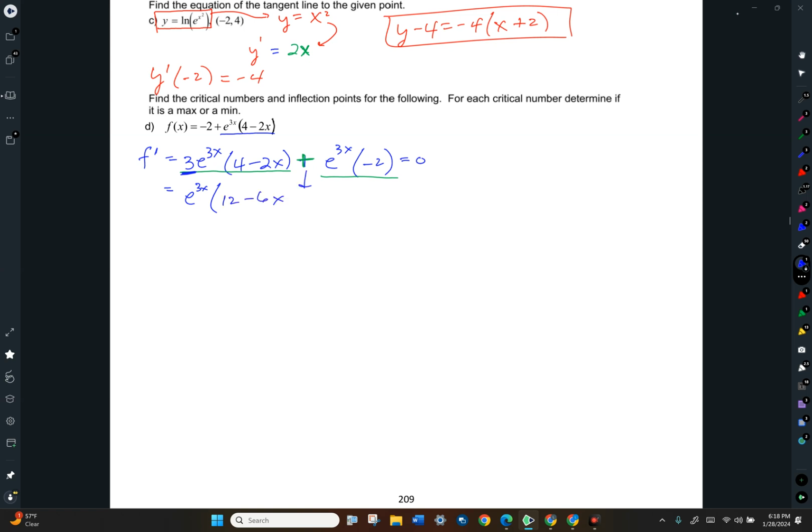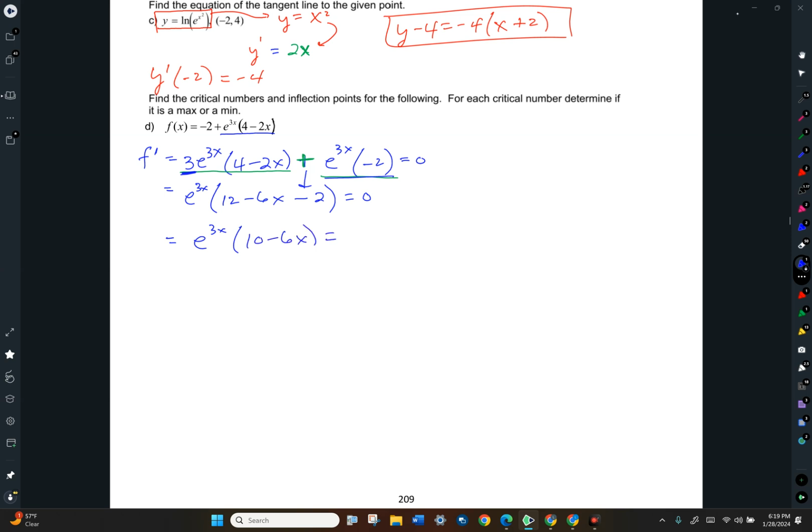Bring down, well, you know what? When I take the e to the 3x out of this second term, all I'm going to have is the -2. So I'm just going to bring down -2. So what I actually have here is e to the 3x times 10 minus 6x.